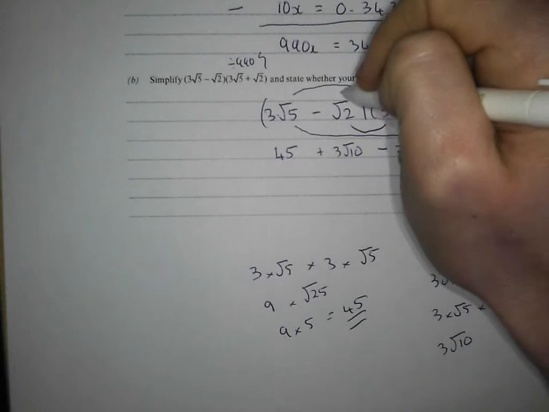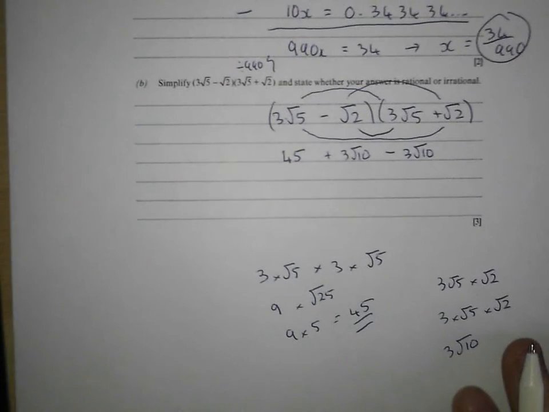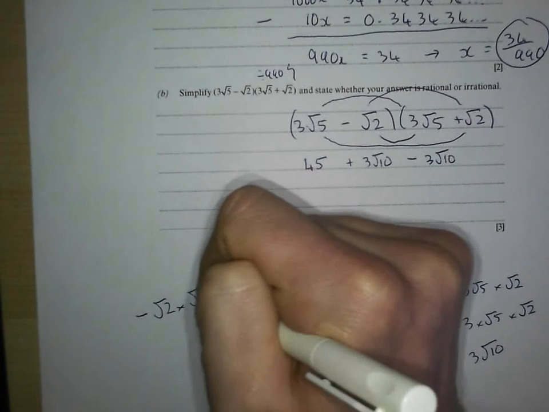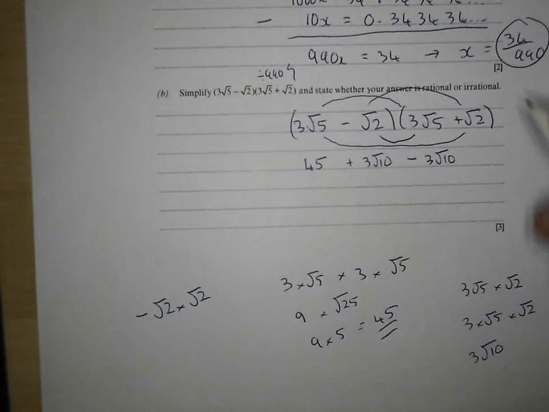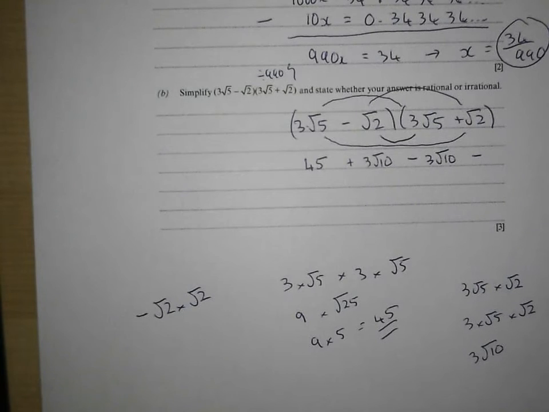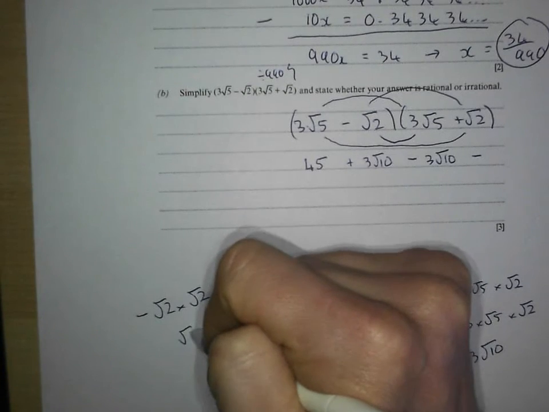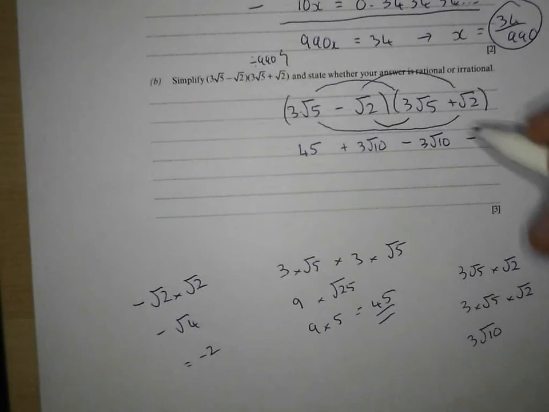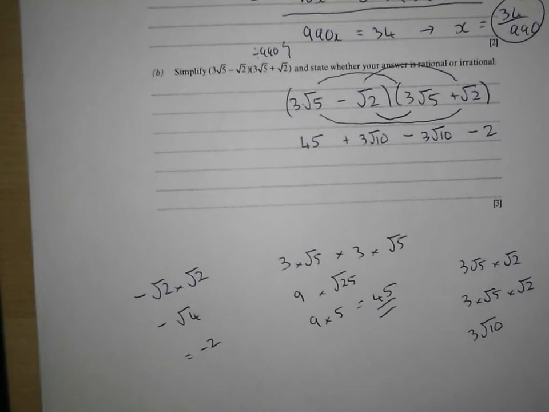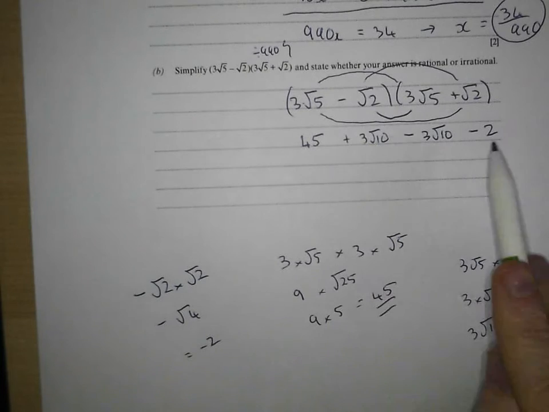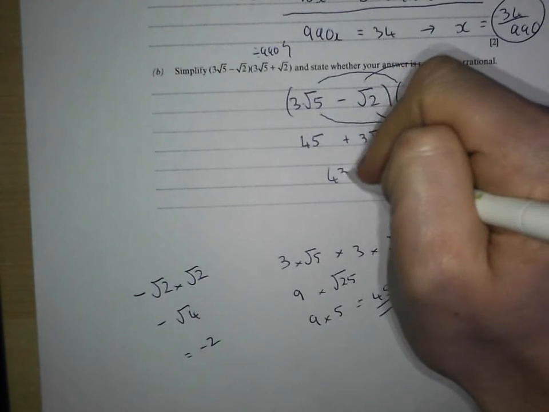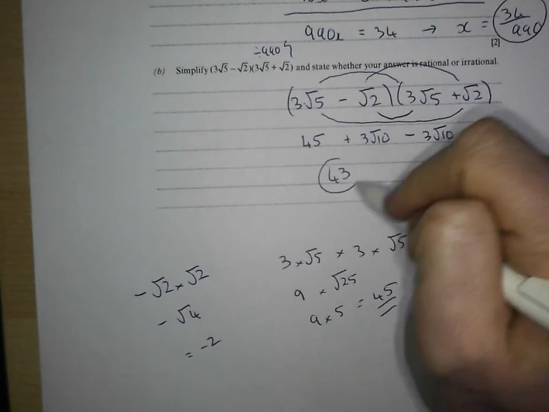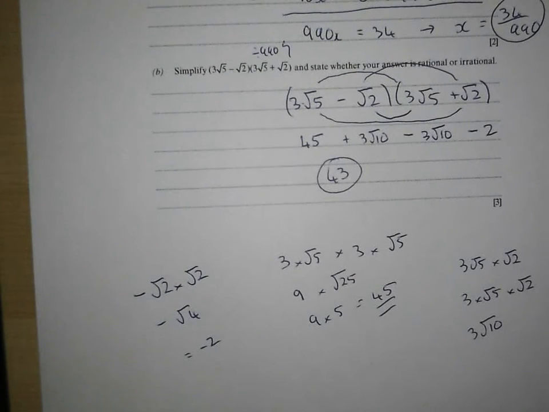And finally my last bit, and people tend to mess this bit up, so just be careful. You've got minus root 2 times root 2. Well, you've got one thing's negative, so the whole thing's going to be negative there. Root 2 times root 2 is root 4, and root 4 we know is 2, so that gives you a minus 2. So what do we end up with? We've got 45 take 2, that's 43. We've got 3 root 10s, take off 3 root 10s. They're going to cancel each other out and just leave you with 43.